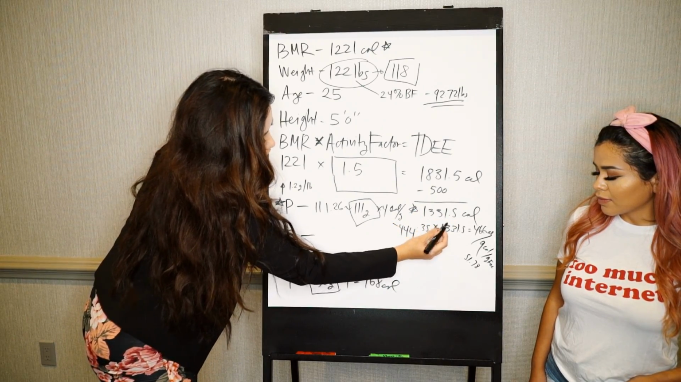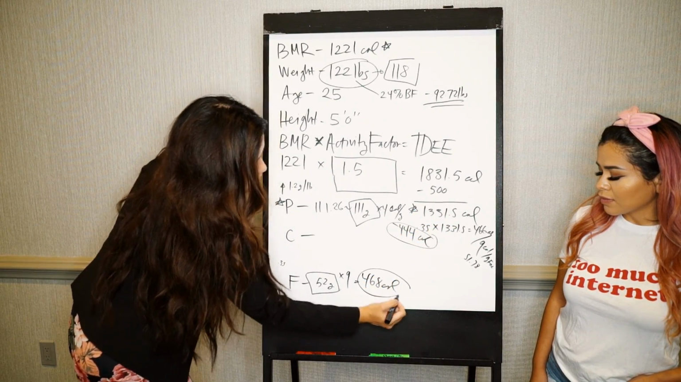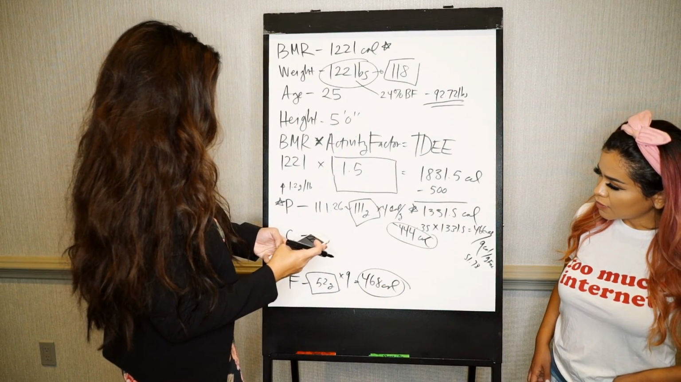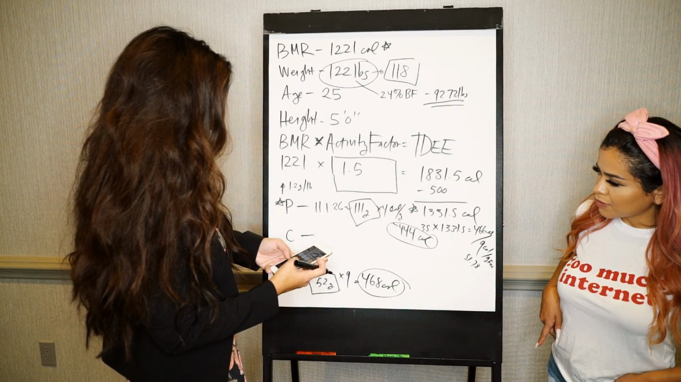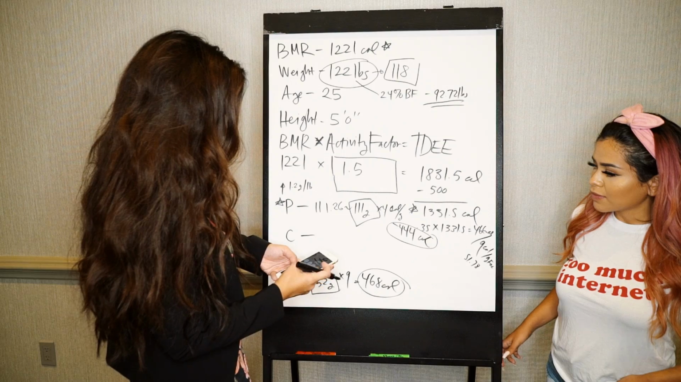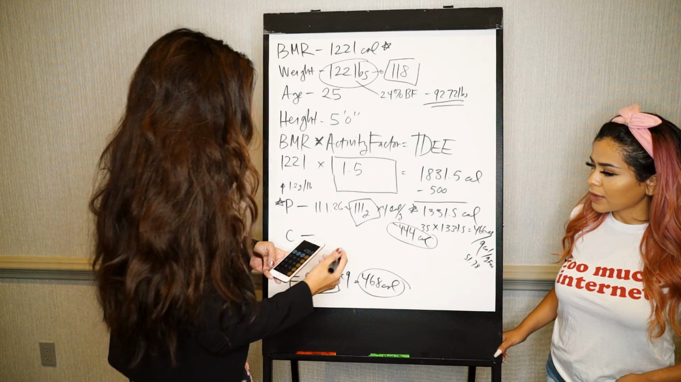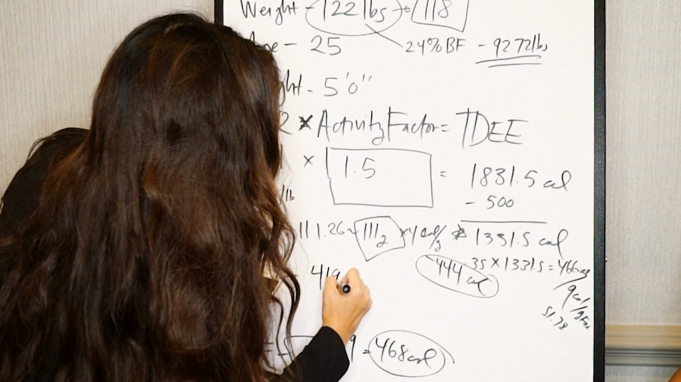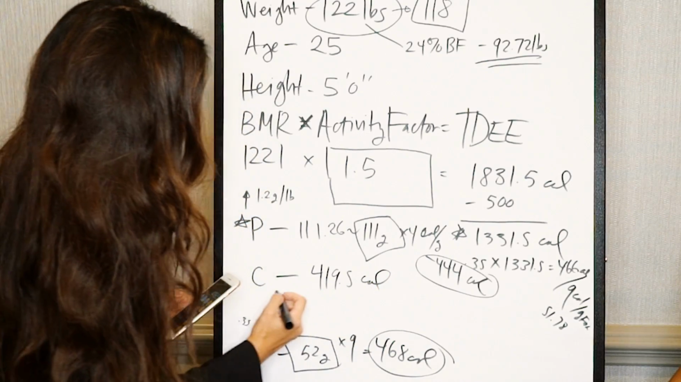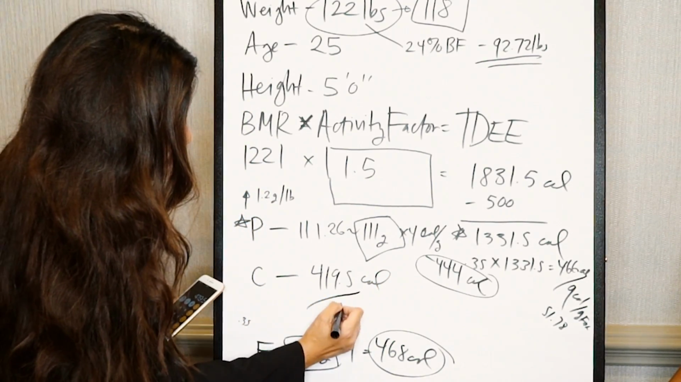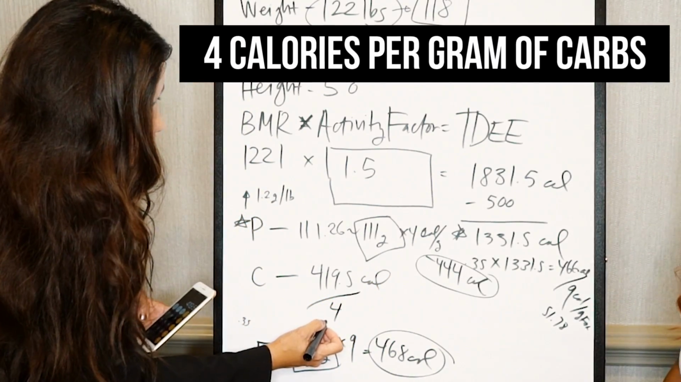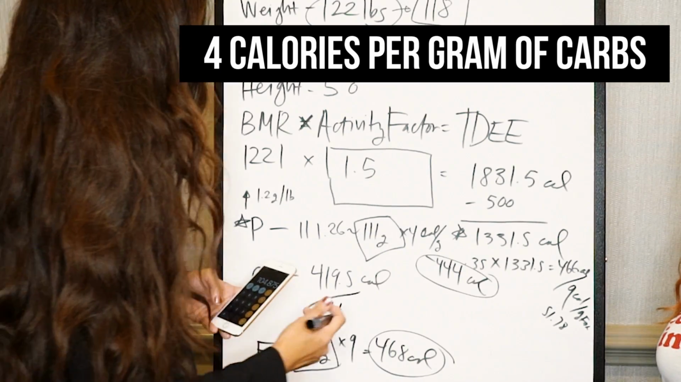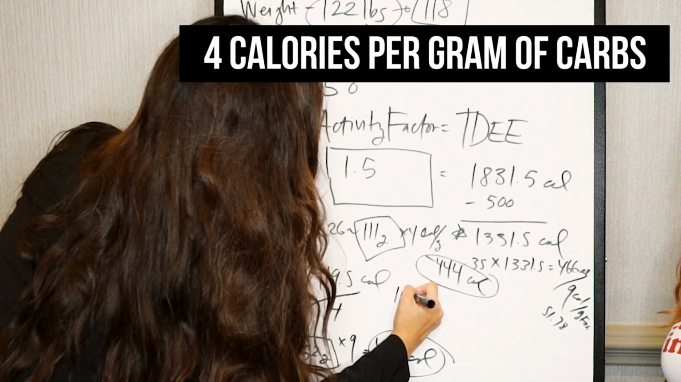So now we have the 1331.5. We just have to subtract these two values from it. So 1331.5 minus 444 minus 468 is 419.5. So 419.5 calories are from carbs. We take that and divide it by 4. We're dividing it by 4 because there are 4 calories per gram of carb. So she gets to have 104.8.